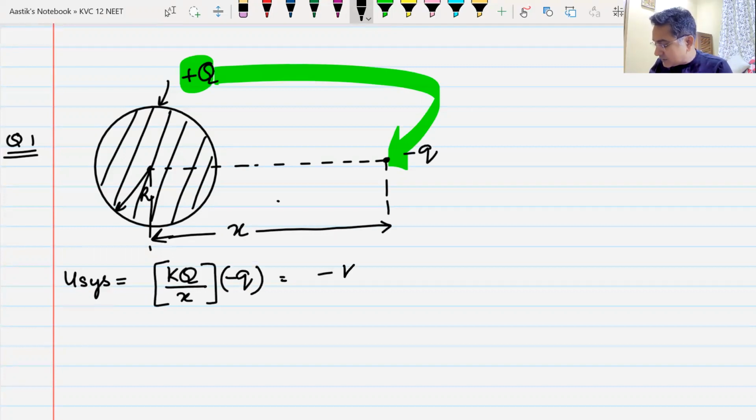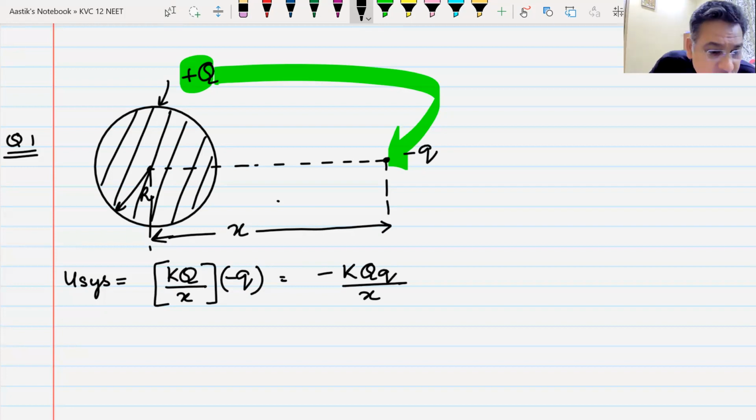So this is the answer, minus kq times small q by x. That is the potential energy of this system. Whenever someone says potential energy, you just find the potential and multiply it by the charge. Do we understand this? Yes or no? Okay, so that was the potential energy of this system.